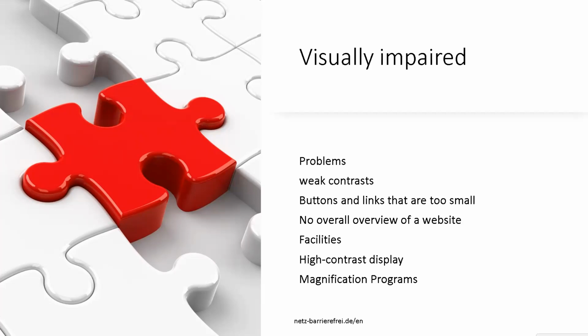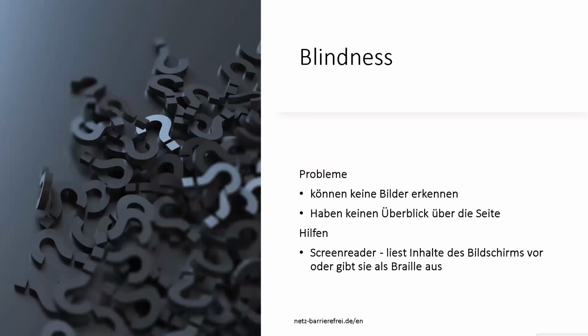One important disability is visual disabilities, visual impairments. That means, for example, that you cannot see things well, or that you have problems with low contrast. In this situation you use, for example, adjustments in the operating system, or you use zoom or other things to make it easier to recognize things.